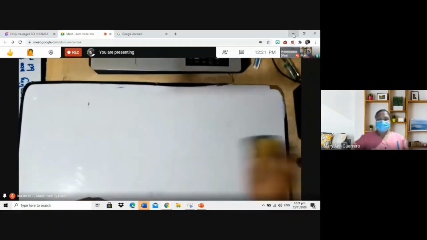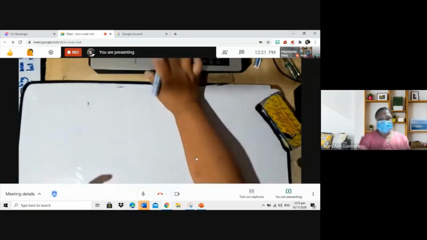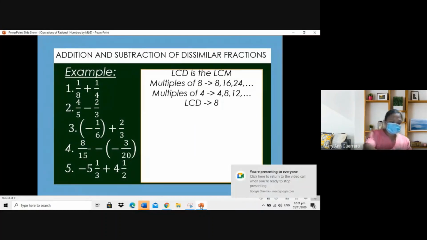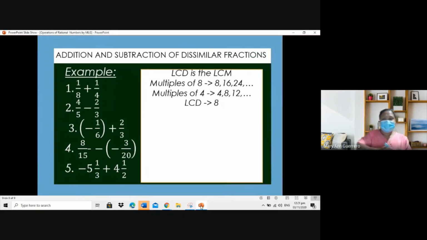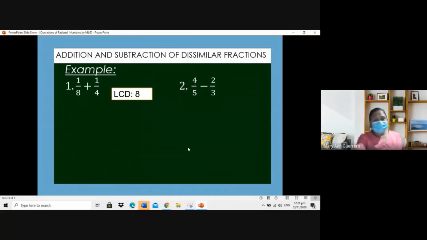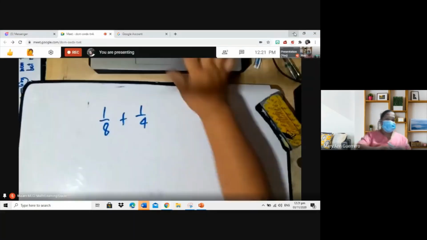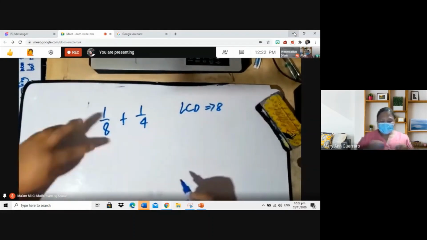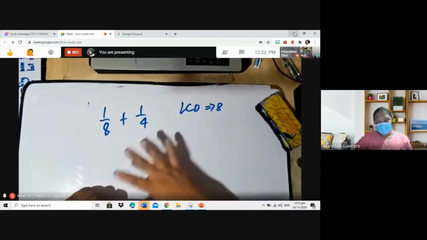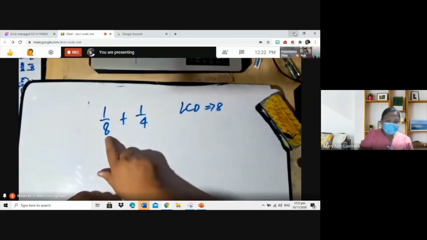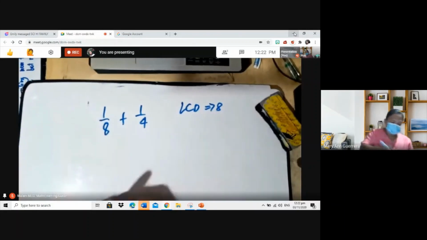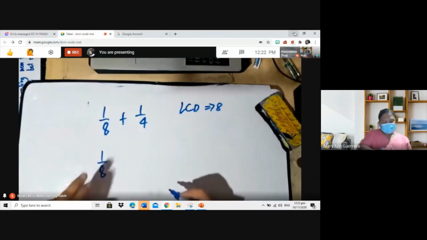Okay? Now, going back to our examples, we have 1/8 plus 1/4. So our LCD is 8. So, remember, kinuha natin LCD para maging same yung denominator nila. So, 1/8 is 8 already yung kanyang denominator. So walang magbabago sa 1/8. Okay, 1/4 na lang.